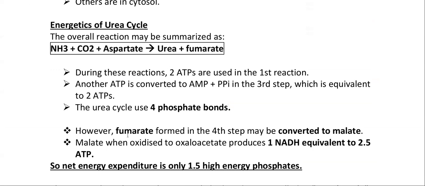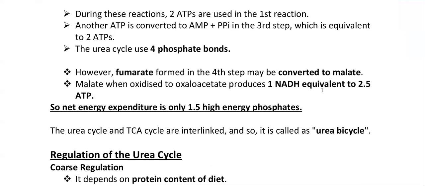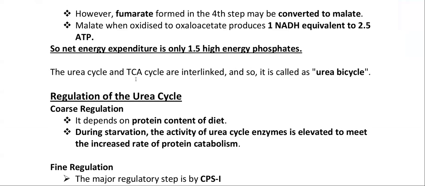However, fumarate formed in the fourth step may be converted into malate. Malate, when oxidized to oxaloacetate, produces 1 NADH, equivalent to 2.5 ATP. So the net energy expenditure is only 1.5 energy phosphates. The urea cycle and the tricarboxylic acid (TCA) cycle are interlinked, and so it is called the urea bicycle.